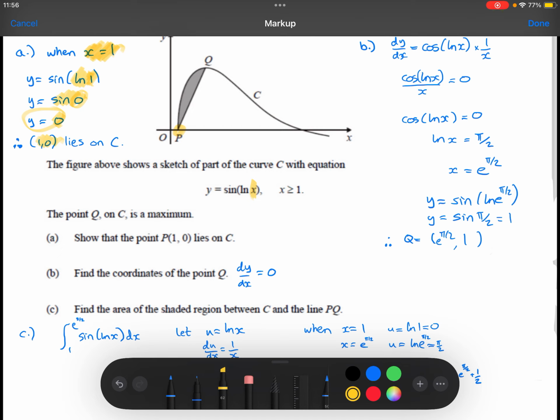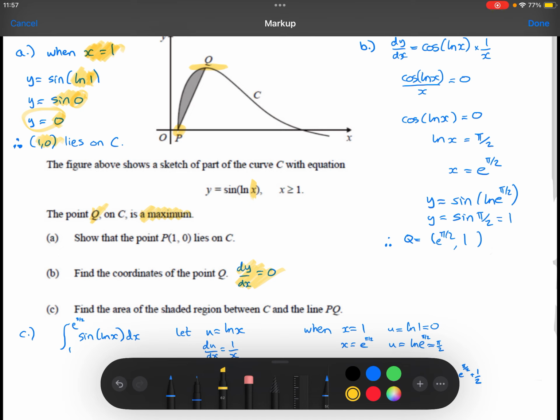Part B, we have to find the coordinates of point Q. Point Q was a maximum point. So I know at that point the gradient is equal to 0. At this point here, that's a maximum. The gradient is 0 at a maximum.